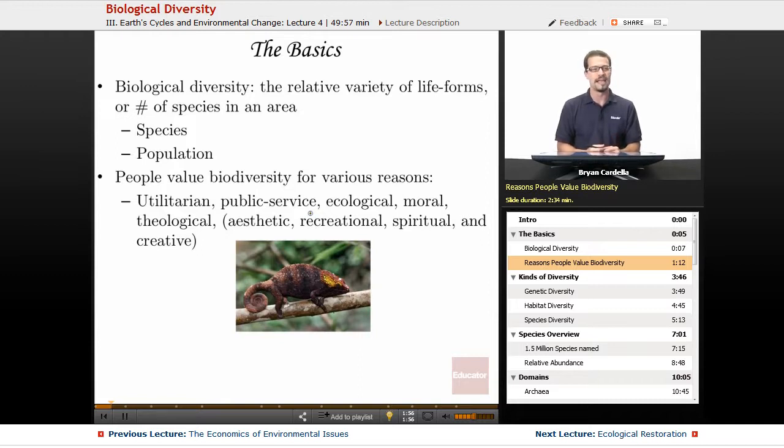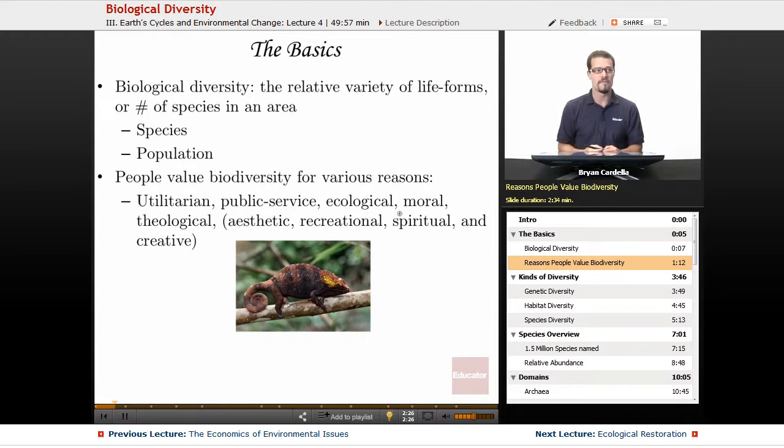Ecological reasons. If food webs rely on a certain level of biodiversity, removing species from that food web, disrupting the ecological balance, well, that's not necessarily a good thing. So that's the reason that's ecological. Moral, the belief that every organism has value and the right to live, that's a moral approach to it, beyond just morality related to us.